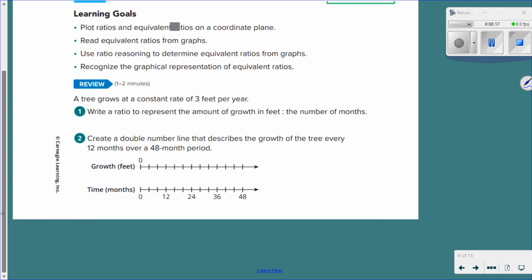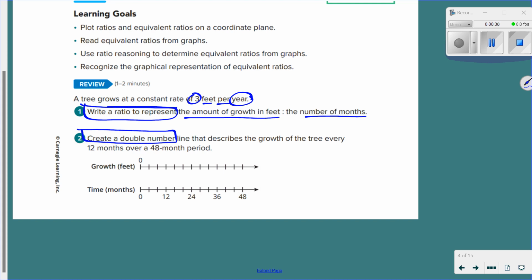It says a tree grows at a constant rate of 3 feet per year. Write a ratio to represent the amount of growth in feet for the number of months. Then use that information to create a double number line that describes the growth of the tree every 12 months for 48 months. So you're just finishing the double number line. Any questions? Okay, you have about 2, maybe 3 minutes to answer number 2 and number 1. Go for it.